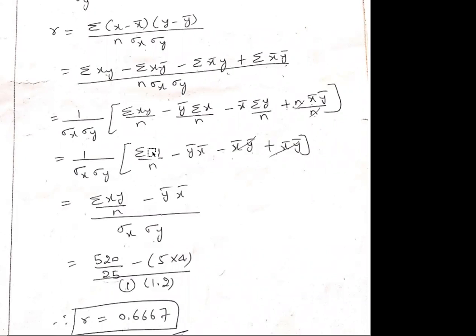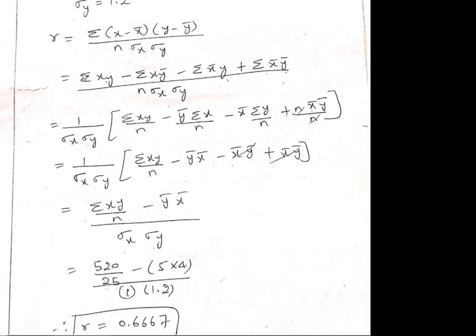Coming to this term, the first term I've written as it is. For the second term, summation x by n is the formula for x bar, so I've written x bar. Summation y by n is the formula for y bar. And here n gets cancelled and I've written the term as it is, x bar y bar. So x bar y bar are the same here with opposite sign, just cancel it off. And left out, I've written these 2 terms as they are, divided by sigma x into sigma y.